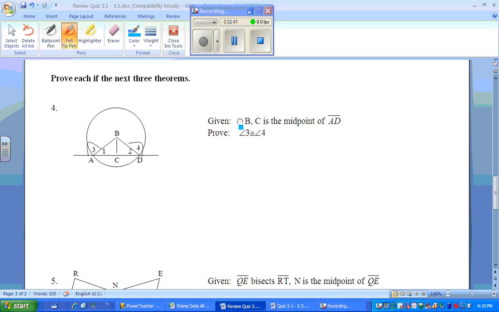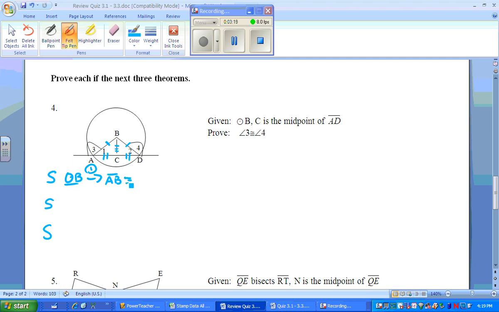Well, anytime you have circle B, you have to think of the idea of all radii are congruent. So AB and BD are congruent because those are the radii from the picture. C being the midpoint of AD, you know that C is right in the middle of AD, causing AC and CD to be congruent. And then BC is reflexive, causing the triangle ABC and the triangle DBC to be congruent by side, side, side.